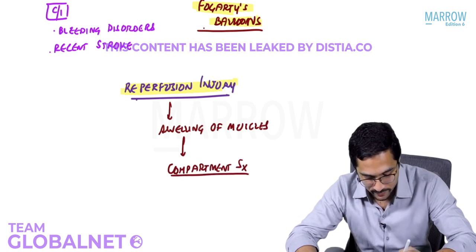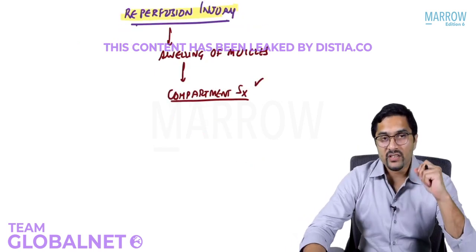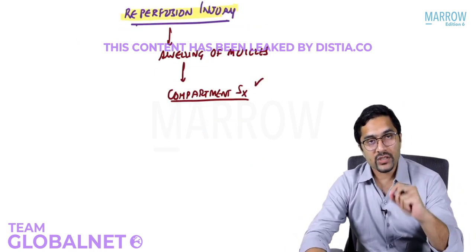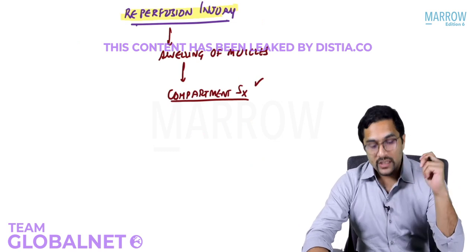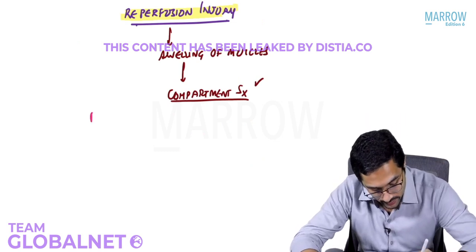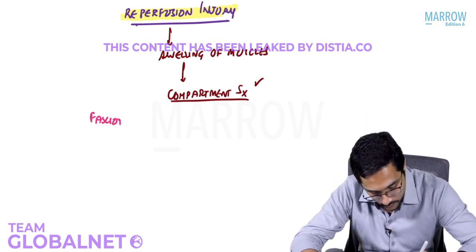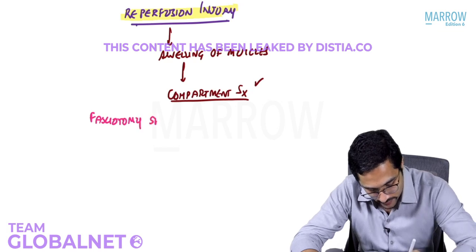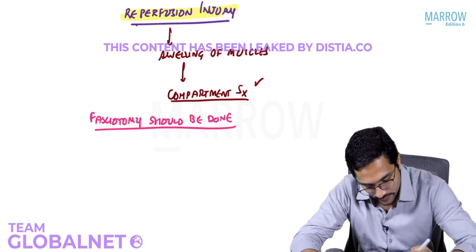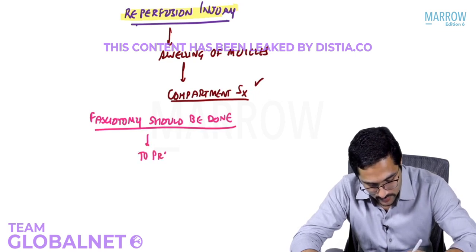Which is why it is said that if you get a patient with acute arterial occlusion, we should carry out a fasciotomy along with embolectomy. A fasciotomy should be done along with embolectomy to prevent compartment syndrome.